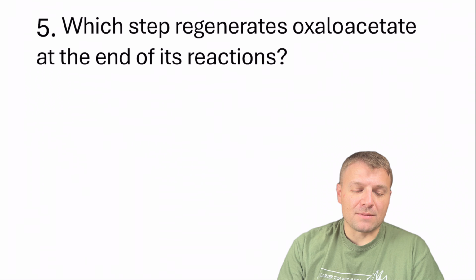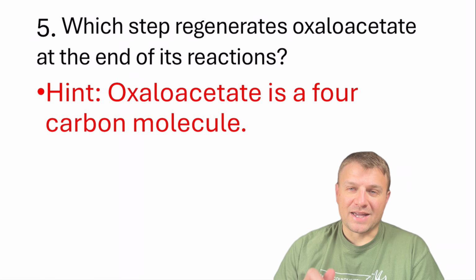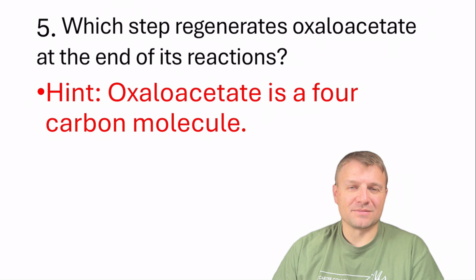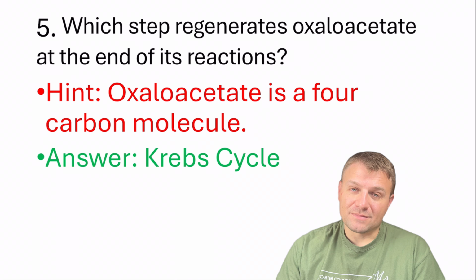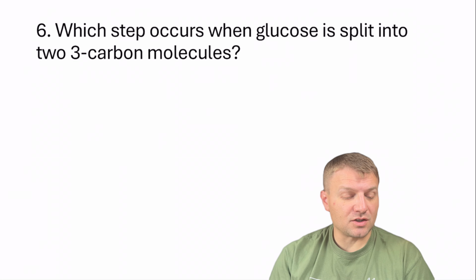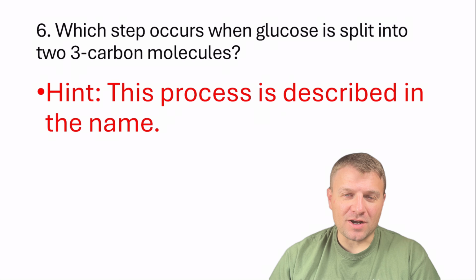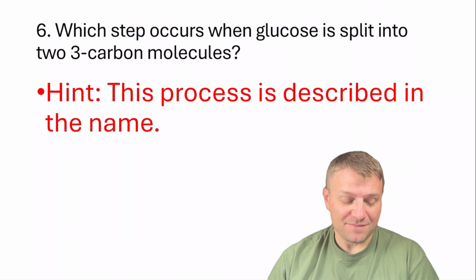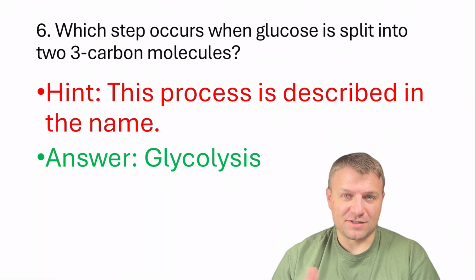Number 5, which step regenerates oxaloacetate at the end of its reactions? My hint here is oxaloacetate is a 4-carbon molecule. I know it's kind of hard to remember, but this is actually a pretty big hint. The step here is the Krebs cycle. Number 6, which step occurs when glucose is split into 2 3-carbon molecules? My hint here is that this process is described in the name. The answer is glycolysis. Glyco meaning sugar and lysis means to break.